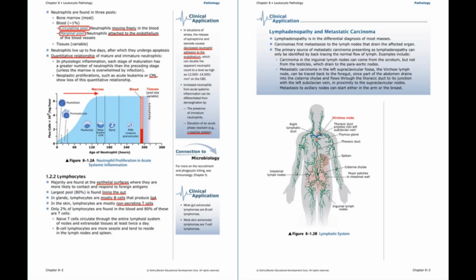Remember that only 2% of our population of lymphocytes are found in the blood. Of those found in the blood, 80% are T cells. This is a very dynamic group of cells. Naive T cells circulate through the entire lymphoid system of the lymph nodes and the extranodal tissue, like gut, for example, at least twice a day, looking and looking and looking for their cognate antigen and activation. B cells, by comparison, are much more sessile and tend to reside in the lymph nodes and the white pulp of the spleen.